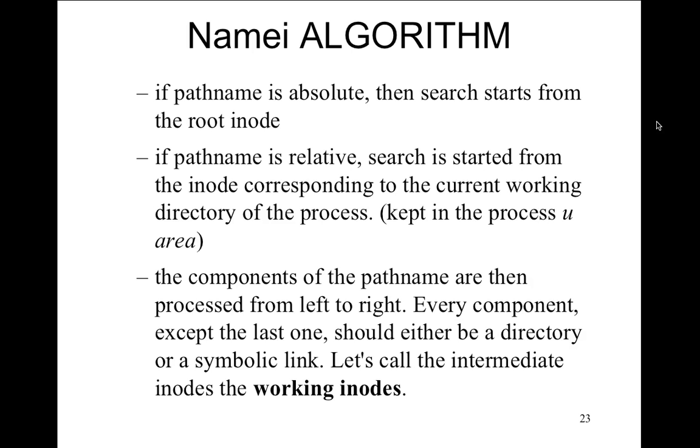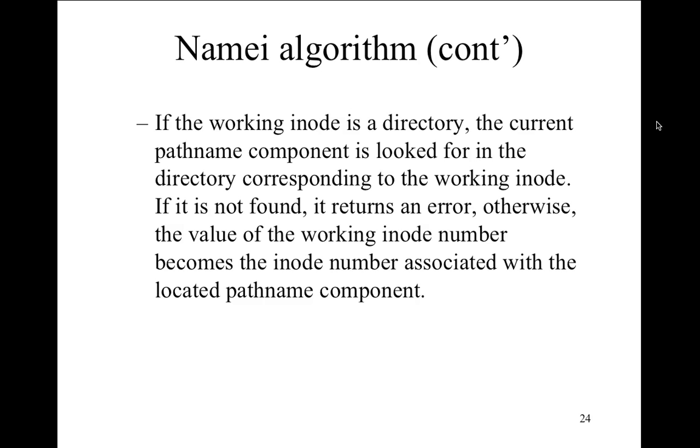So at any one moment, the kernel is keeping track of where you are in the inode list. And that current pointer is essentially going to tell you where you are relative to other locations as well. If the working inode is a directory, the current path name component is looked for in the directory corresponding to the working inode. If it's not found, it returns an error. Otherwise, the working inode number becomes the inode associated with the located path name component, and it returns the information you're looking for. It either gives you the file, allows you to manipulate the file, or basically changes your pointer to where you are in the pointer list.